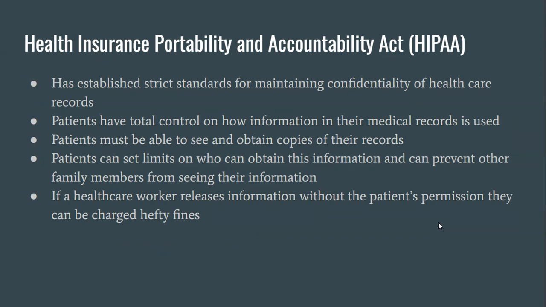We've talked about HIPAA before. We're just going to touch a little bit more about how it relates to communication and records. So HIPAA has strict standards for how we maintain the confidentiality of healthcare records. Our patients have to have total control on how that information is used. And they have to be able to see and get copies of their records if they request them. They're also allowed to set limits on who can get the information and prevent other people from seeing it.